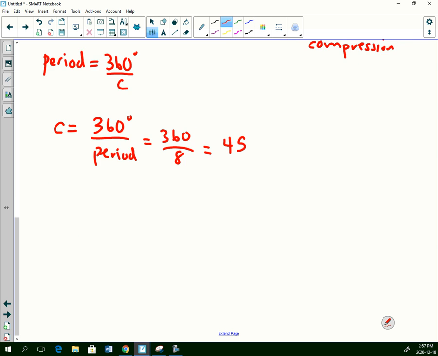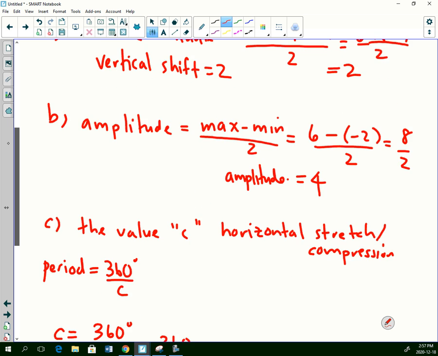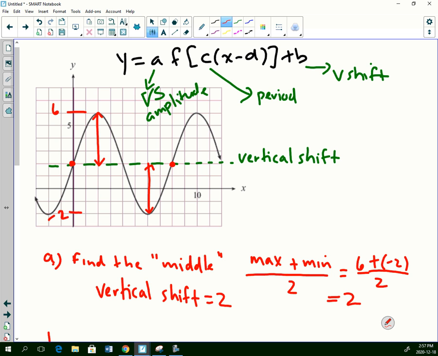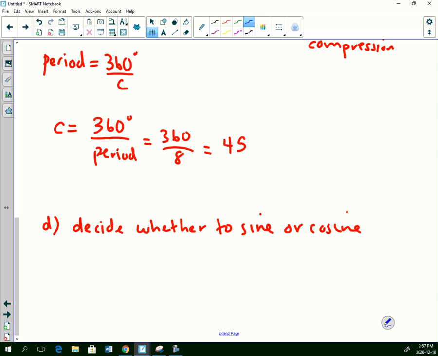So here's my equation, and then I have to decide whether to use sine or cosine. You kind of want to use the easiest one. So this one, I'm going to use sine because it looks like sine, right? Here's the start, and here's one cycle. And that looks like sine because it's starting where it needs to start, at 0. So it's easier for me to use sine in this one.